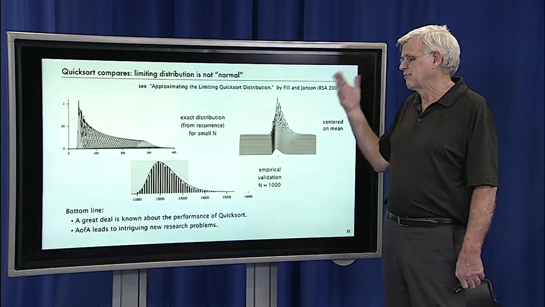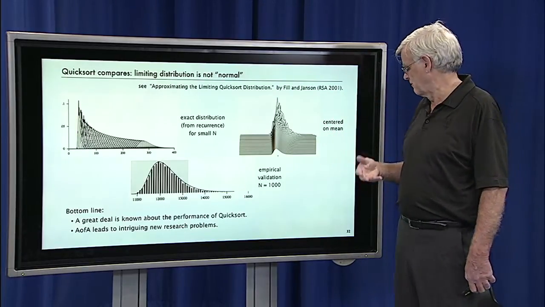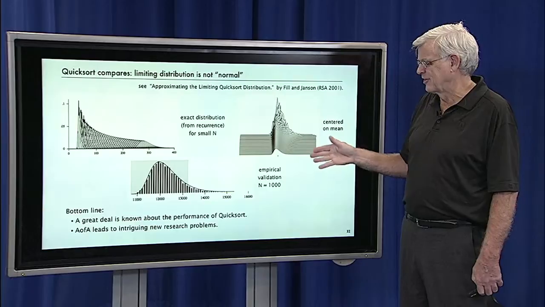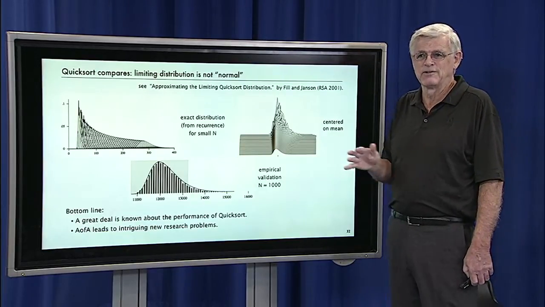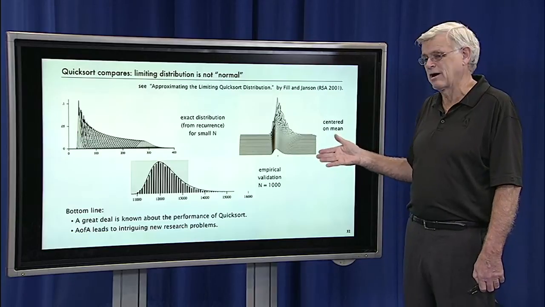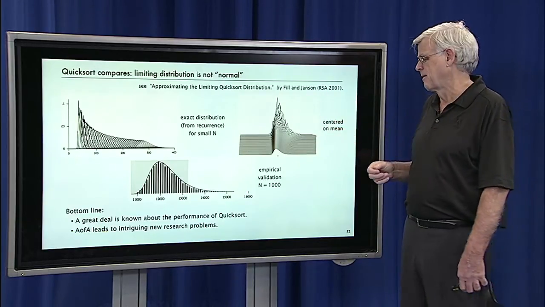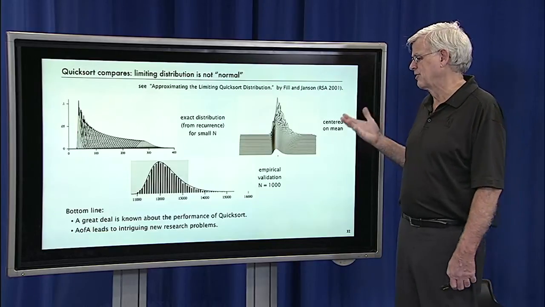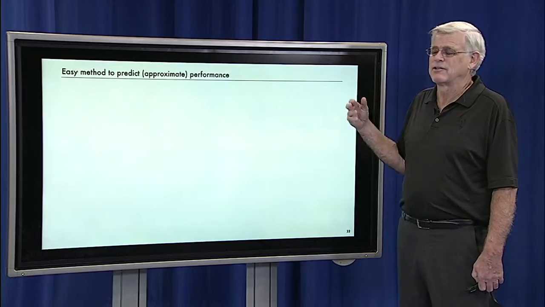So the bottom line from all of this work, and this is just a summary of the 50 years of research on quicksort, is that really a lot is known about the performance of quicksort, and there's plenty of interesting research problems in the literally thousands of papers that have been written about quicksort in the 50 years since it was discovered. And that's not the end of the story.